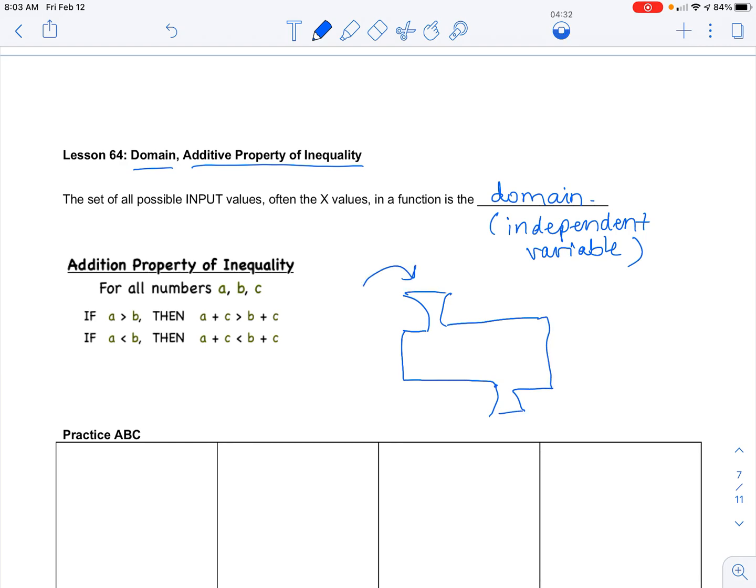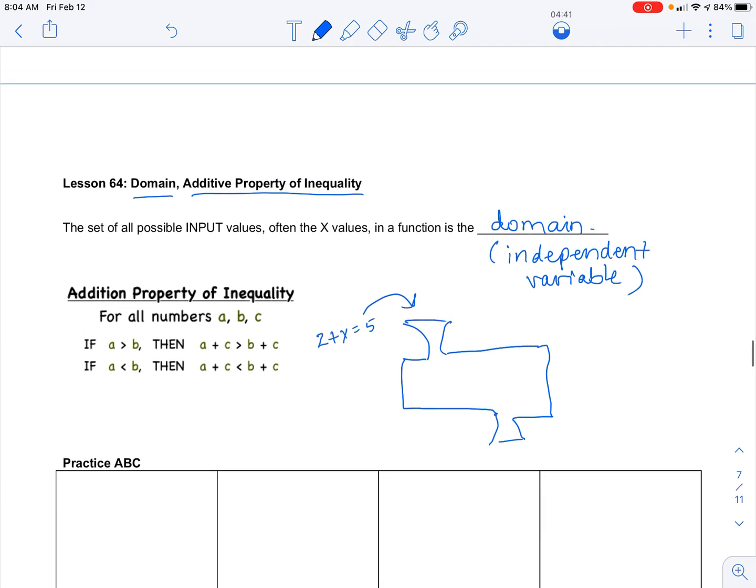But the number that goes in there is going to represent, say we have 2 plus x equals 5, and I'm going to choose 3 to go in for x. So this x value goes into that function machine, right? 2 plus x is living in here. If I choose to use 2 to go in there, it's going to spit out a y value, right? But y is dependent upon what I put in for x.